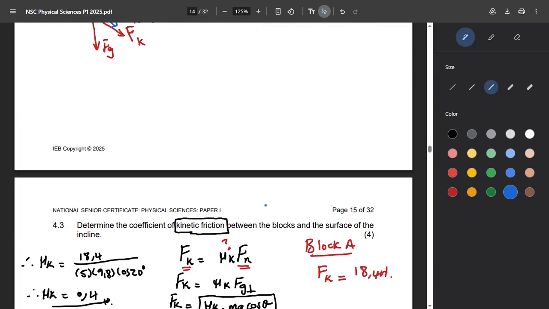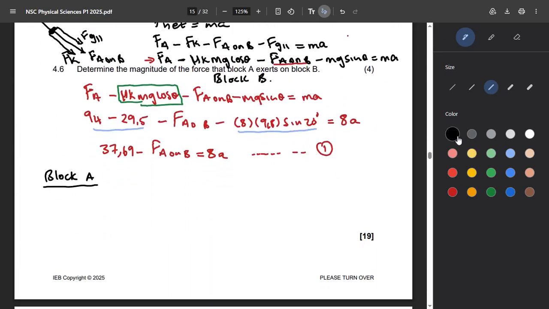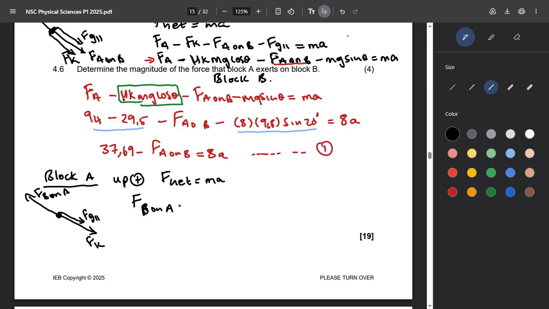So I'm just going to bring them down here and create my expression. So this will be force B on A, FK, and also FG parallel. So remember, we still have up as positive. So I'm going to take all the forces that are going up, because this is F net, it's equal to MA. So all the forces that are going up, force B on A, we subtract all the ones that are going down, FG parallel and FK, and equate this to MA.